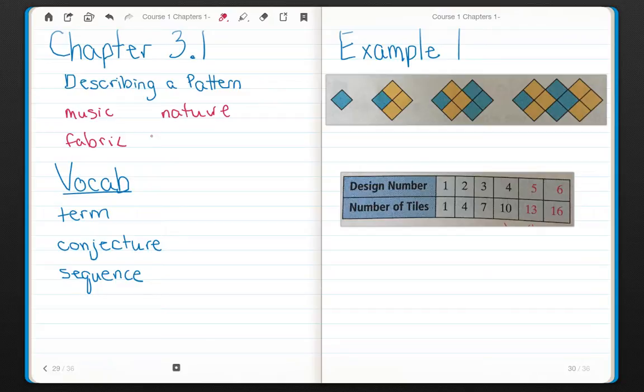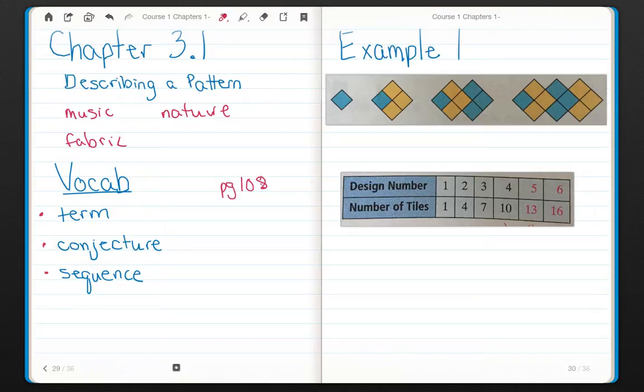So your vocab for today are three: term, conjecture, and sequence. Please take a moment to pause this video, write those down in your math notebook. We are on page 108 if you need it. And when you are finished writing those down, come back and we'll go over example 1.